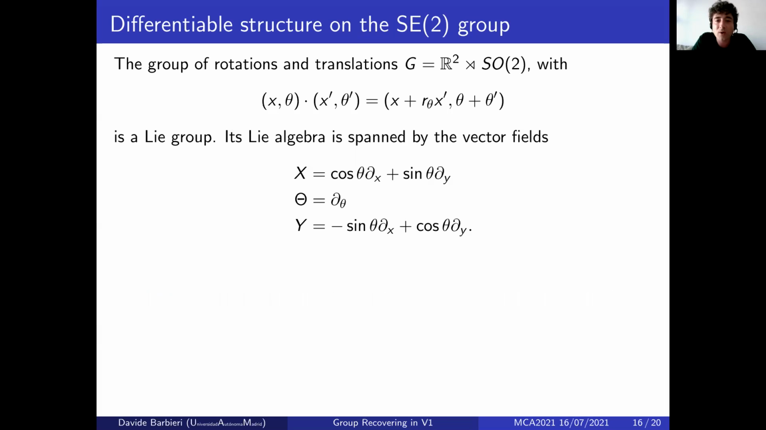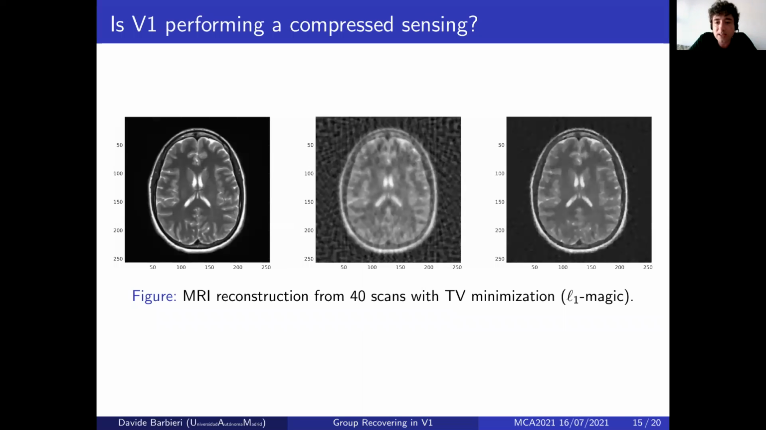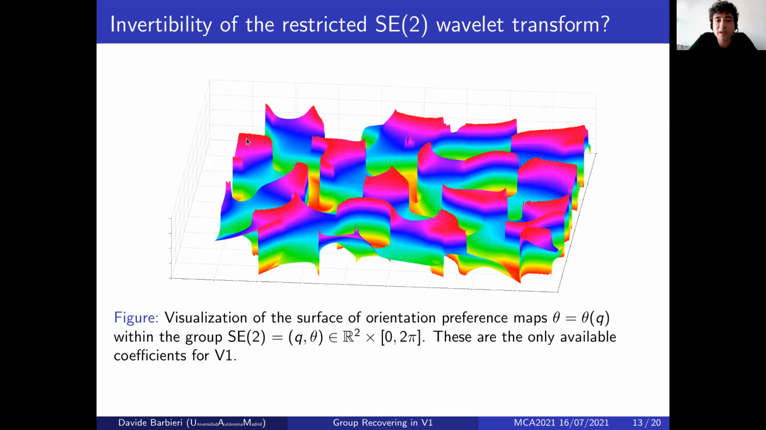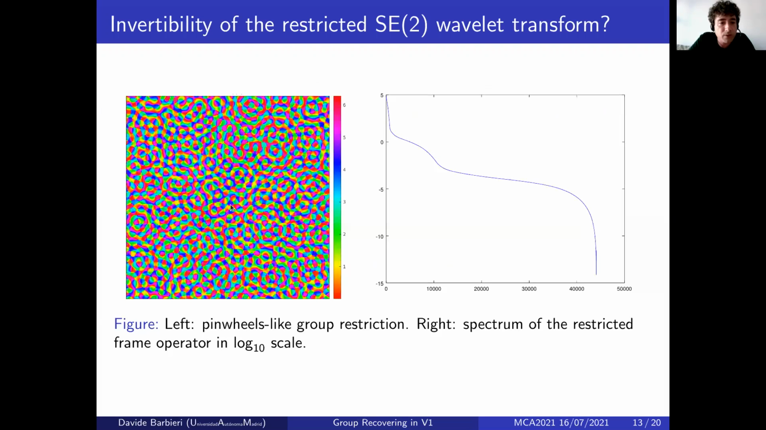How is the experiment that I'm going to show made? It is made using the differentiable structure of the group of rotations and translations. The idea is to mimic this procedure, but using as the space of measurements the group, not the lines of the Fourier domain, but these surfaces, which in our physiology community are commonly called pinwheel surfaces, because they look like pinwheels.